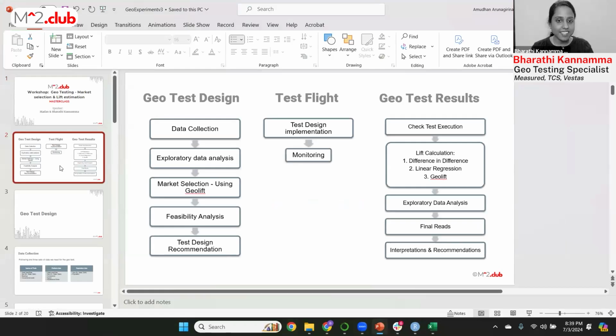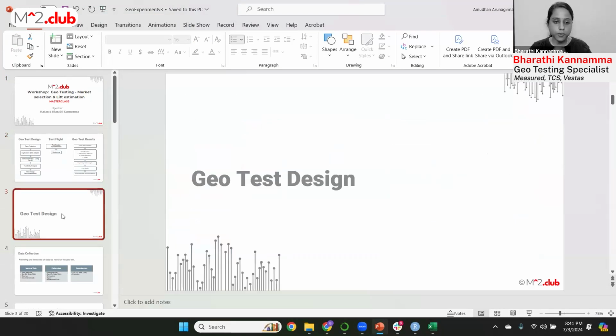So geo-testing has 3 different phases. The first phase is the design phase, the second is our flight, and the third phase is going to be our results analysis. During the test design phase, let's get into the first one, that is the geo-test design phase.